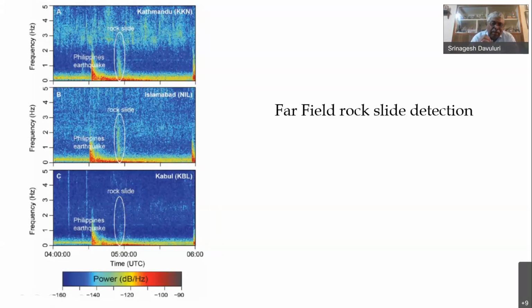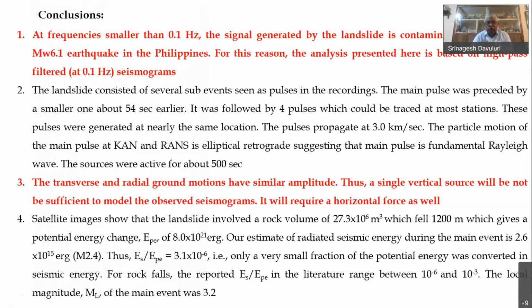So this is the power spectral density, the power of the seismic energy, the amplitude spectrum, which you can try to get and study. So the conclusions are: at frequencies smaller than 0.1 hertz, the signal generated by the landslide is contaminated by an earlier 6.1 earthquake in the Philippines. That is the reason why we had to apply bandpass filtering greater than 0.1 hertz. We know the seismic frequencies due to such river floods or catastrophic events like glacial calving are more than 2 hertz, so that signal could be picked up.